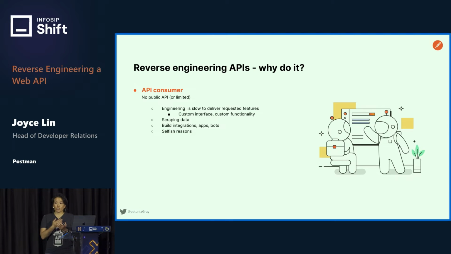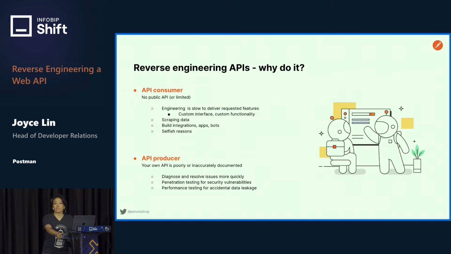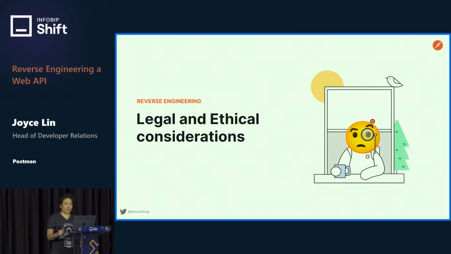If you're an API consumer and there's no public API or there's limited functionality, you're looking for that custom functionality. You're an engineer and you know what could be done. For API producers, you're mostly interested in debugging and testing. So you're performing quality or security audits, or you're working with legacy APIs that you inherited and they're undocumented or poorly documented. So for API consumers, there are some legal and ethical considerations.